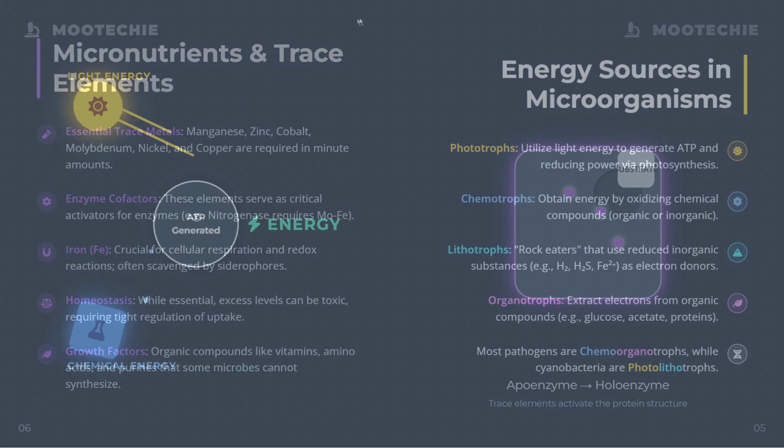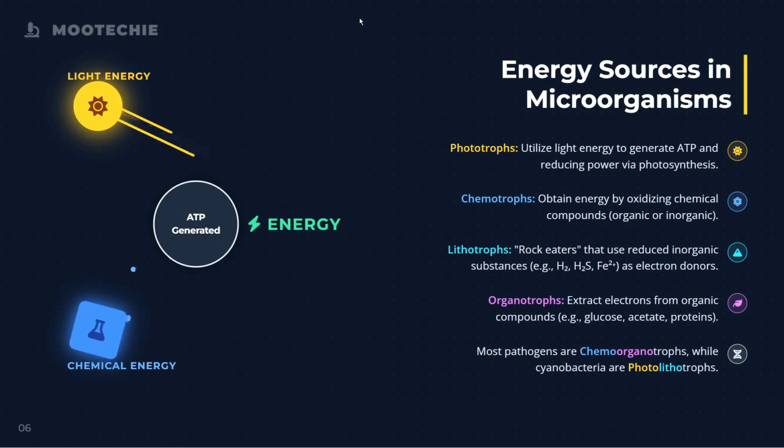Now let's discuss where microbes get their power from, looking at energy sources in microorganisms. The two main groups are defined by their energy source. Phototrophs, depicted on the left with the sun icon, utilize light energy. They capture this light to generate ATP and reducing power through the process of photosynthesis. On the right, we have chemotrophs. These organisms obtain their energy by oxidizing or breaking down chemical compounds. This can be organic matter or even inorganic substances.